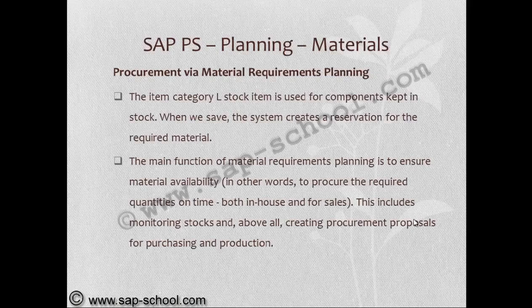The item category L, stock item, is used for components kept in stock. When we save, the system creates a reservation for the required material. The main function of material requirements planning is to ensure material availability. In other words, to procure the required quantities on time, both in-house and for sales. This includes monitoring stocks and, above all, creating procurement proposals for purchasing and production.